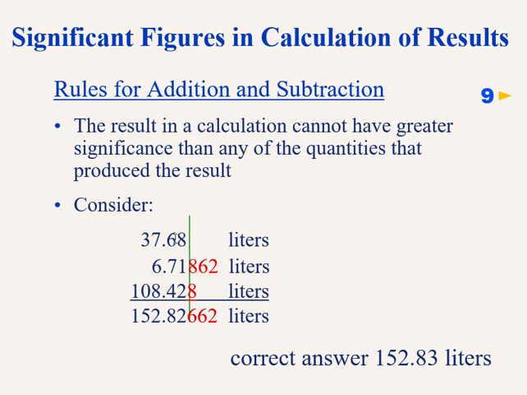If our precision here is only up to the hundredths place, that is our weakest link. Our precision here cannot go any further. Hence, we look at this number with 5 digits after the decimal point that we obtain in our answer, and we round it to just 2 digits, making it 152.83 liters.